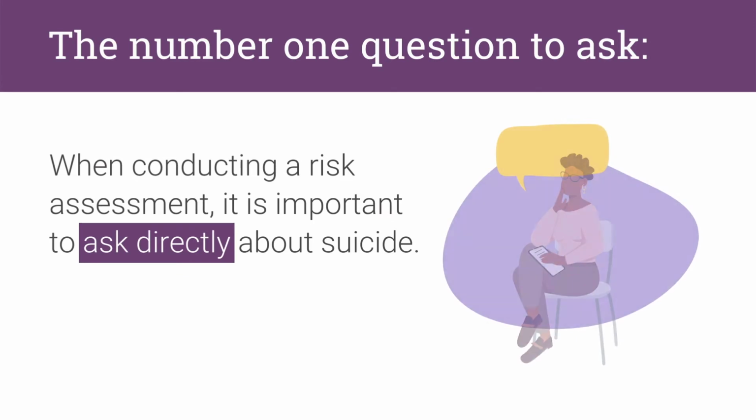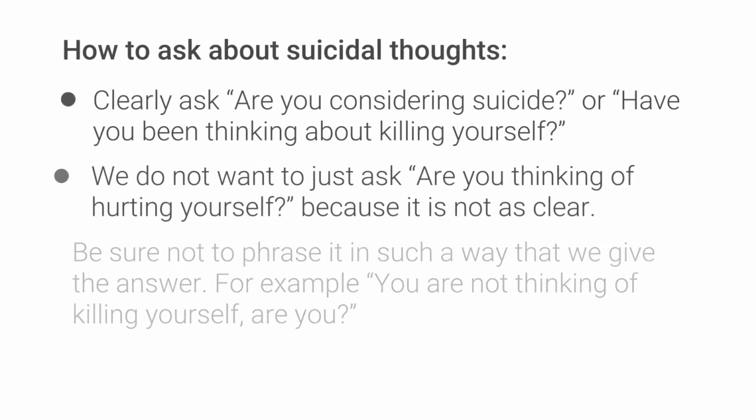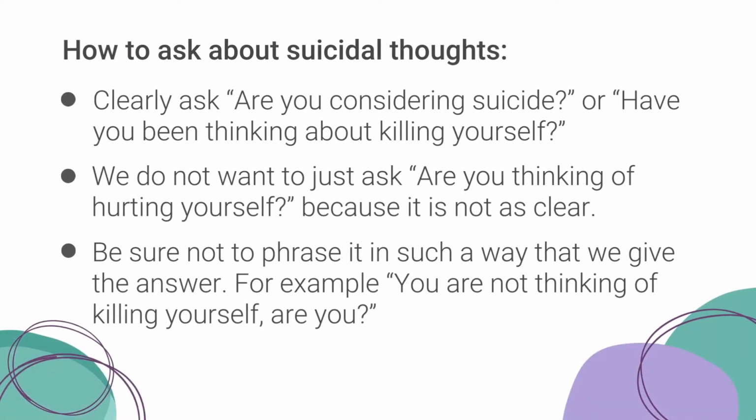So the first step in a suicide risk assessment is to ask. When conducting risk assessments, it is really important to ask directly about suicide. Clearly asking, are you considering suicide? Or have you been thinking about killing yourself? is very important. We do not want to just ask, are you thinking of hurting yourself? Because it's not as clear, and hurting yourself can mean a lot of different things to different people. Additionally, we want to make sure not to phrase it in such a way that we give the answer, or come off like we don't care. For example, you're not thinking of killing yourself, are you?